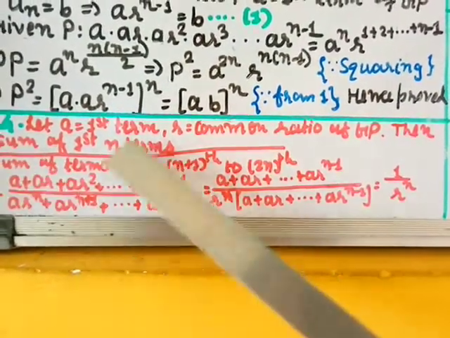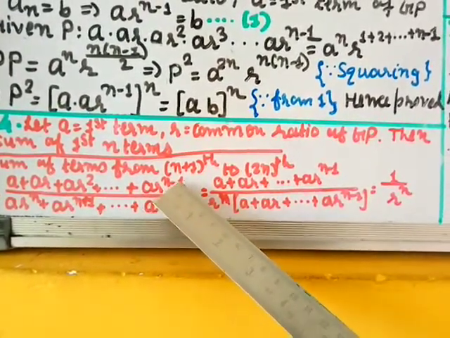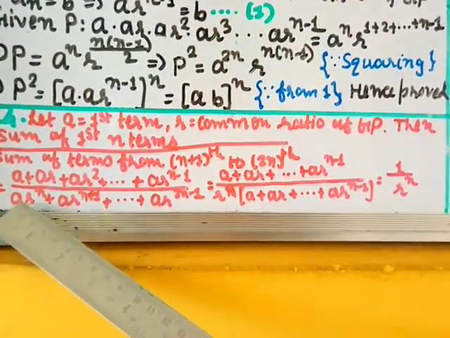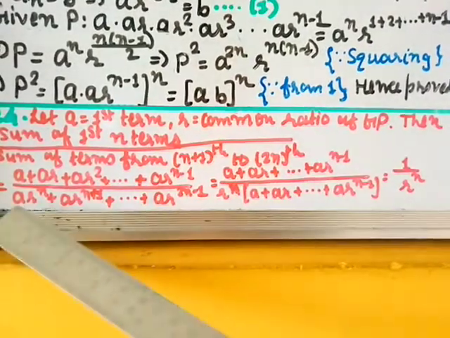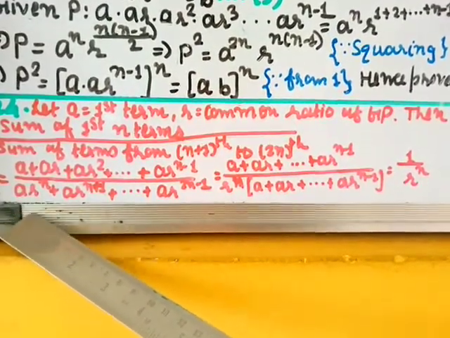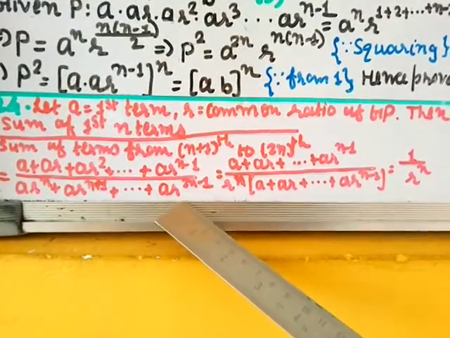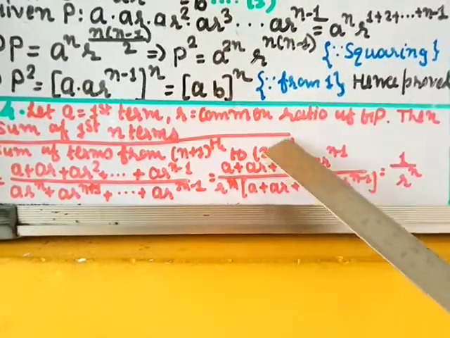Okay, so this sum is written as a plus ar plus up to plus ar power n minus 1, and the denominator sum is written as a into r power n. Okay, because you have to start from n plus 1th term, so n plus 1 term will be given as a into r power n plus a into r power n plus 1 plus up to plus a r power 2n minus 1 up to 2nth term, that is 2n minus 1. Okay, one term less than this.